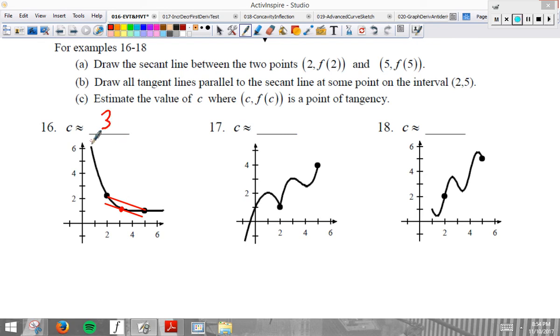Now don't get nervous. If this were a test question, we would accept things like 3.1. We would accept things like 2.9. We would not accept things like 4. We would not accept things like 2. Especially not accept things like 2 because that's the endpoint.